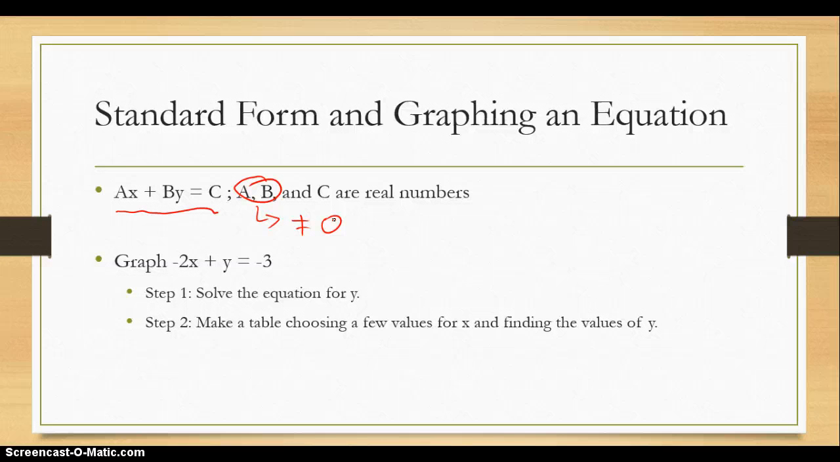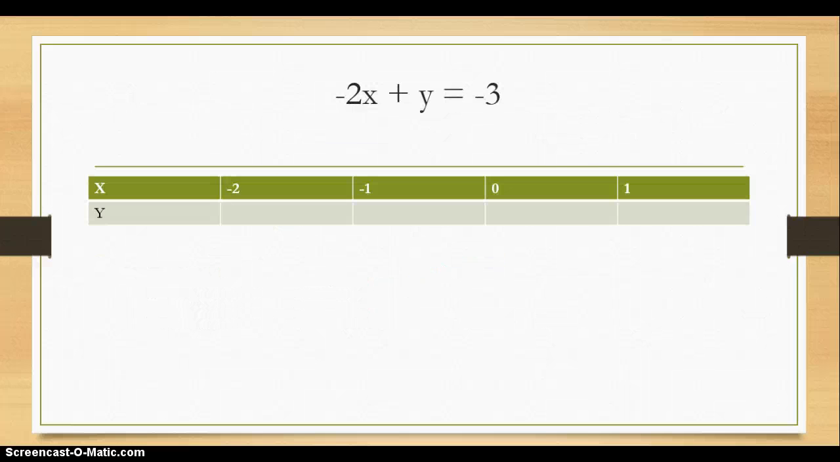So if we need to graph negative 2x plus y equals negative 3, here are the steps. The first thing we're going to do is solve the equation for y, so we get it into what we know as slope-intercept form, y equals mx plus b, but we're not there yet, really. We're just going to get this set equal to y. Think back to last chapter: how do we get y alone? Then we're going to make a table choosing a few values for x and finding the values of y, just like we did last section. So let's take a look at it. Negative 2x plus y equals negative 3.